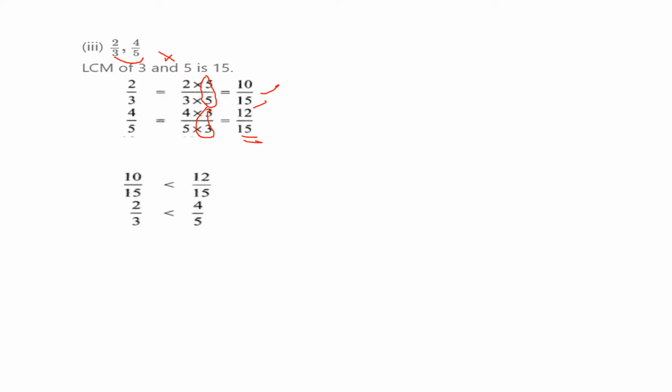Otherwise you cross multiply, that also will give the same answer. So 4 into 3, 12 by 15. So in that number line you see 0, here 10 by 15, here 12 by 15.